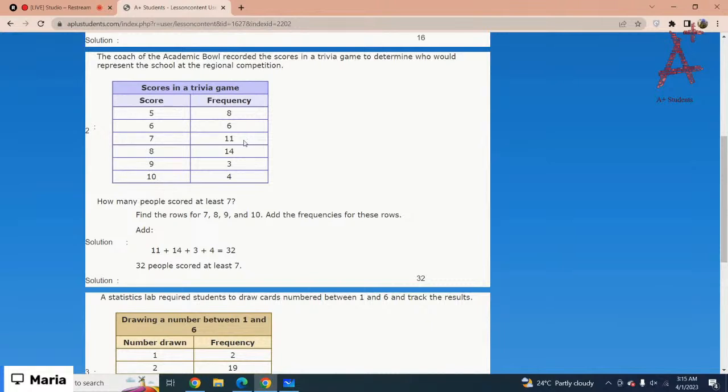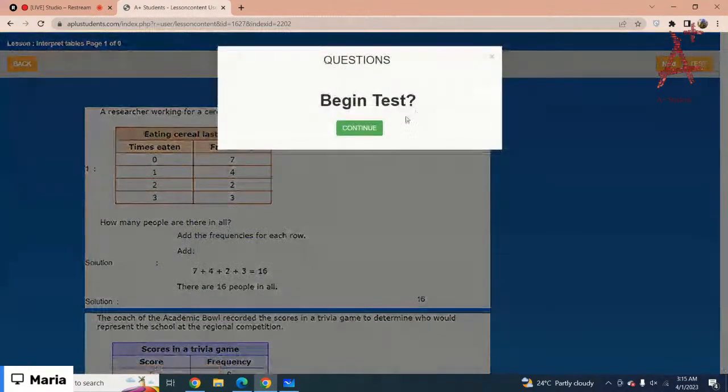So just add. For 7, the frequency is 11. For 8, it is 14. For 9, it is 3. And for 10, it is 4. So you have to add all the frequencies, 11 plus 14 plus 3 plus 4. So it is 32. Got it? That means 32 people scored at least 7. Got it? Let's just start with the practice questions.